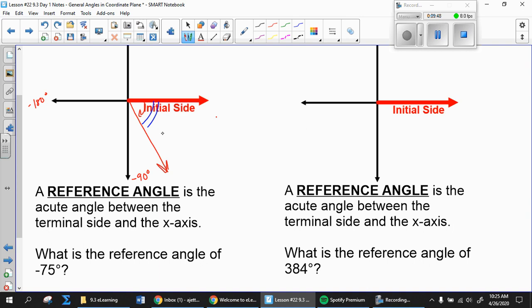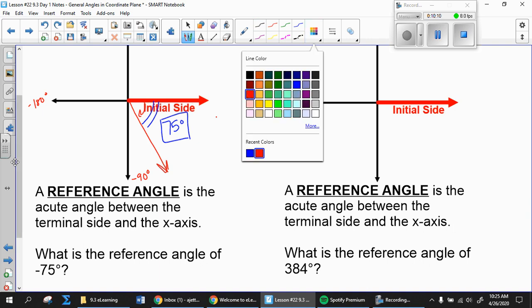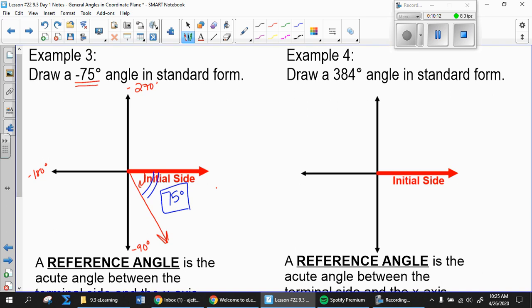Well, this one's pretty straightforward because it's the same as the original. The reference angle is always acute. It's always positive. Even though my original angle that I'm drawing is negative 75 degrees, this angle that's created right here is just a positive 75 degrees. So it's always positive when we're talking about a reference angle.